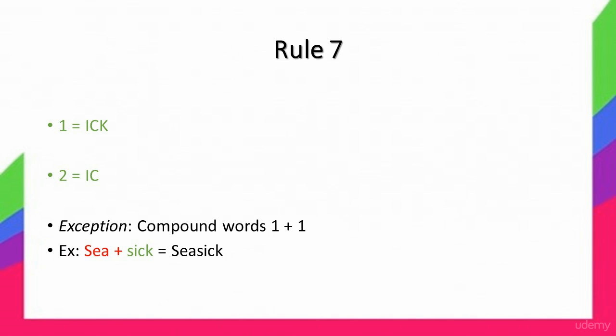Rule number 7. Know when to pick ICK. Spell a word that ends with the sound ick, with an ICK if it's one syllable, and with an IC if it's two syllables. The exception is compound words, a word made by joining two words. They always end in ICK.